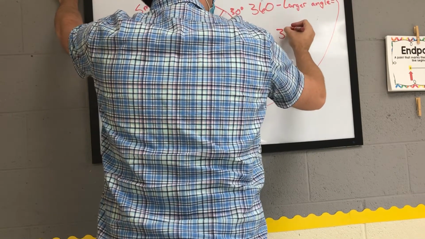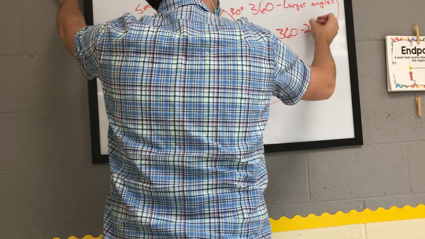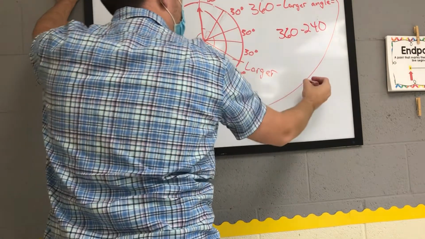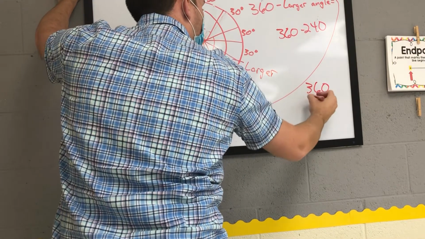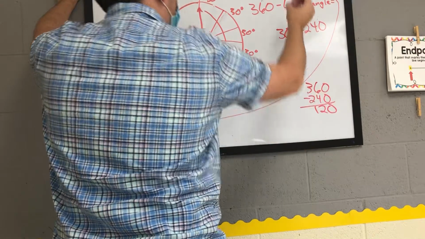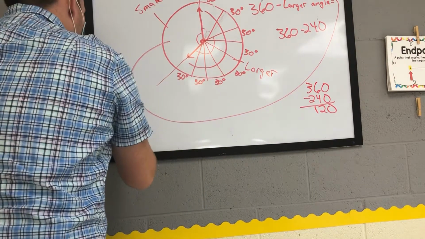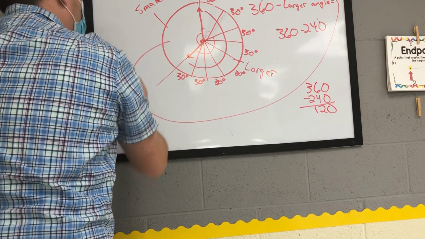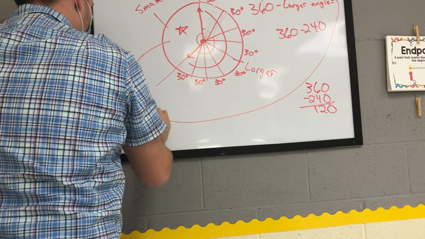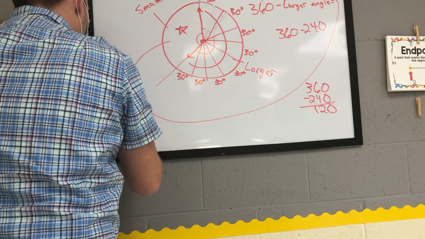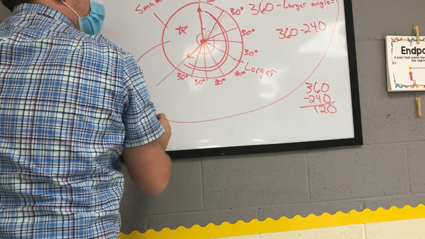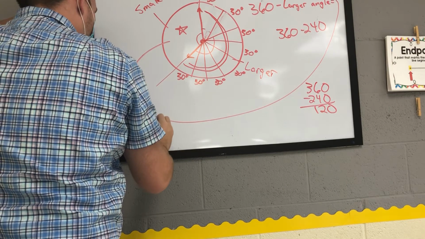Now 360 minus 240 is, you can stack that up and subtract, is 120 degrees. So your small angle, this one right here, is 120 degrees, and your large angle, this one right here, is 240 degrees.